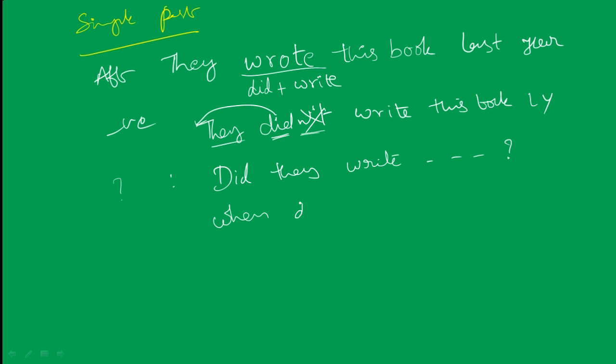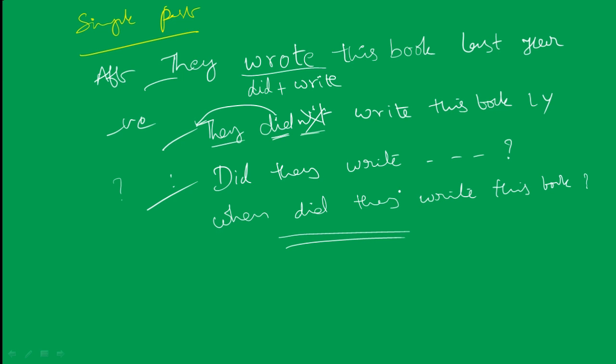Second type: when did they write this book? When did they write this book? So to ask any question or answer any question, you have to know affirmative, negative, interrogative. This is very, very important. When did they write this book? So this is all about simple past tense.